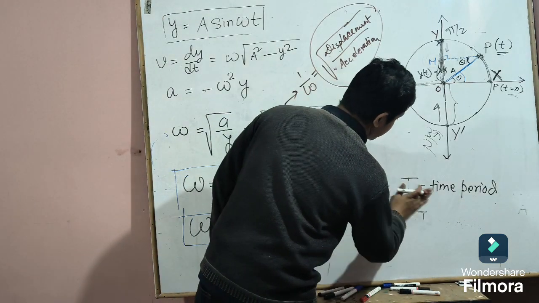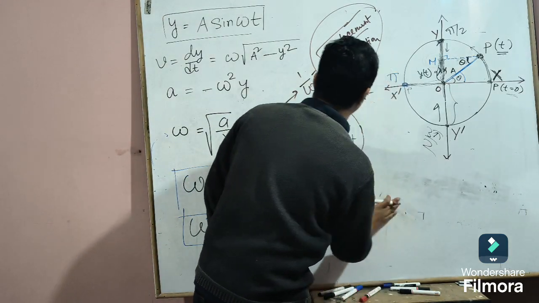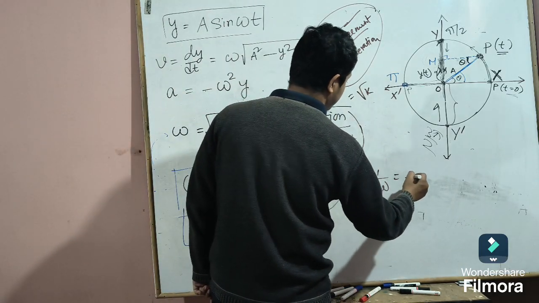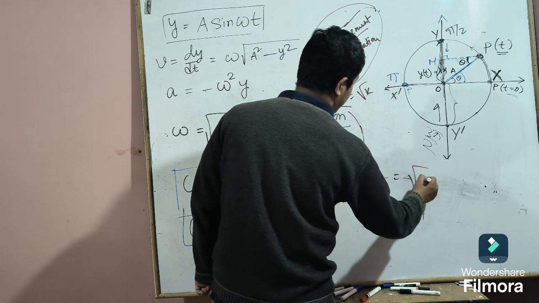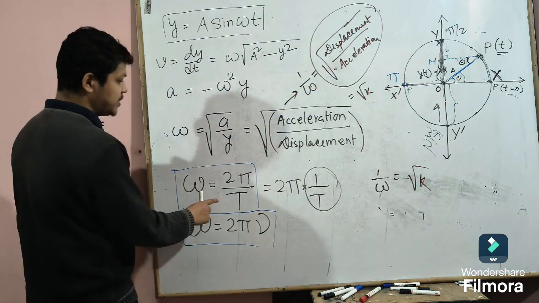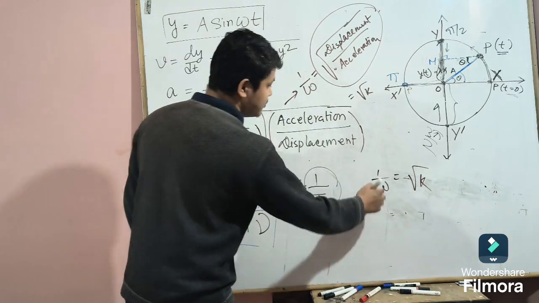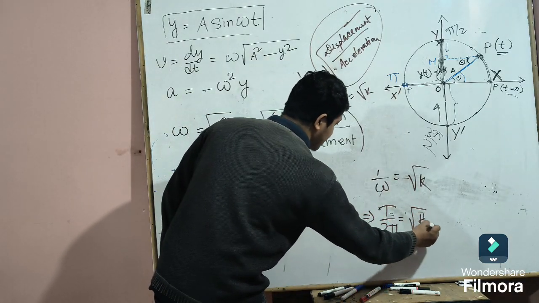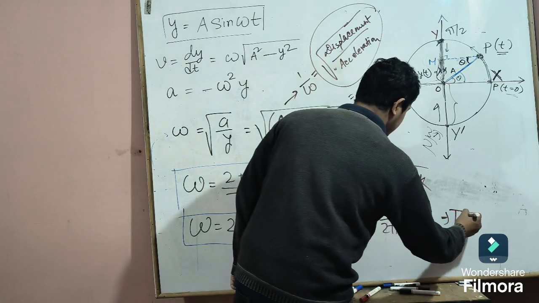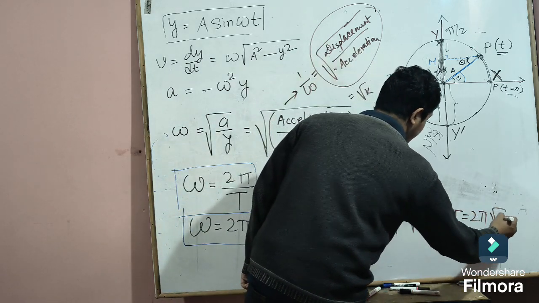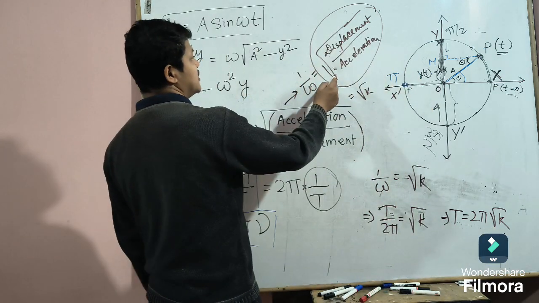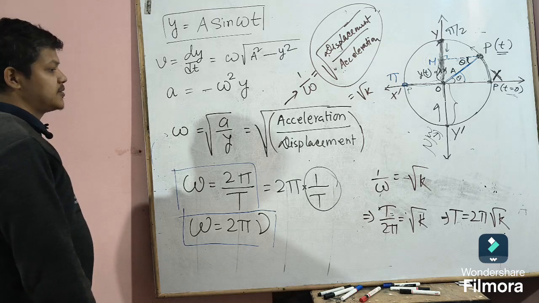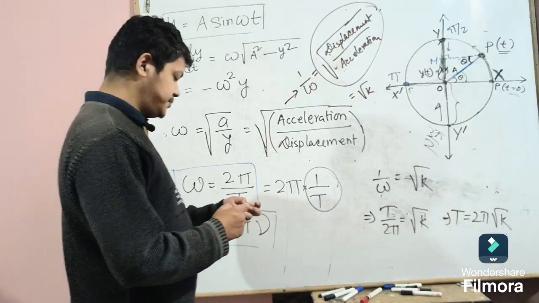Now let me clean this, sorry. So 1 by omega is equal to root over k, and omega is equal to 2 pi by T. So 1 by omega, that's going to be T by 2 pi, is equal to root over k, and so here T gives 2 pi root over k, where k is equal to this displacement by acceleration, right? Hope you have understood this.